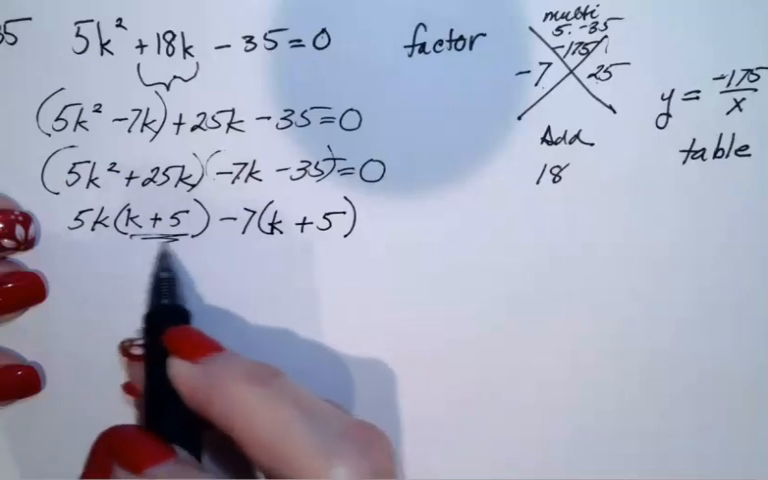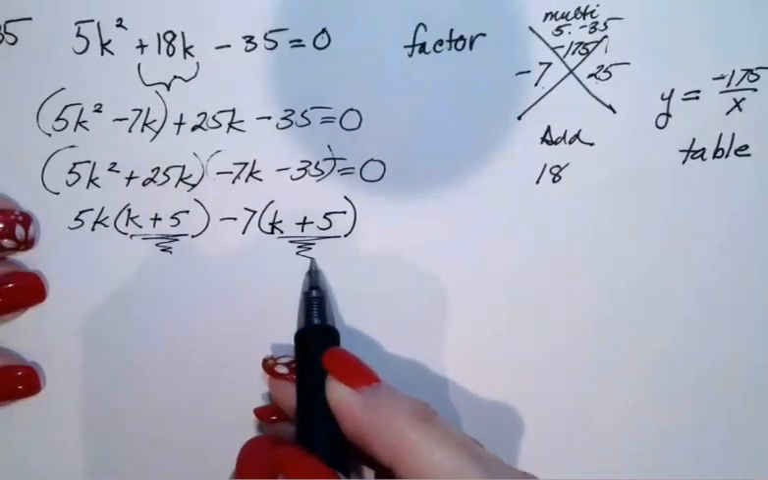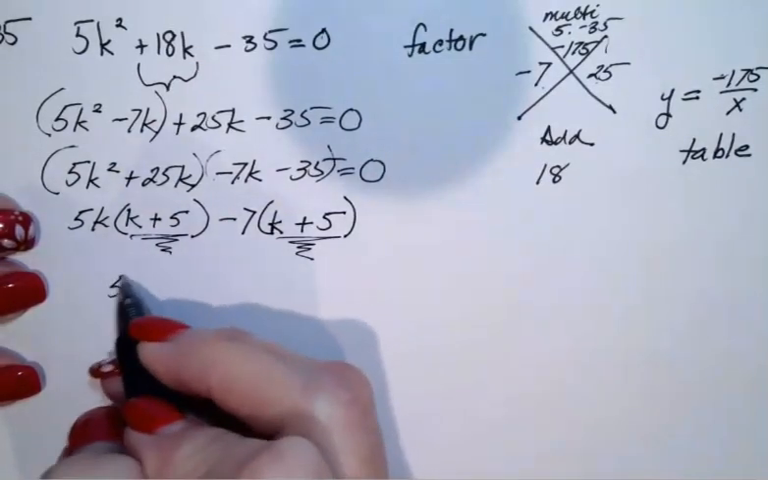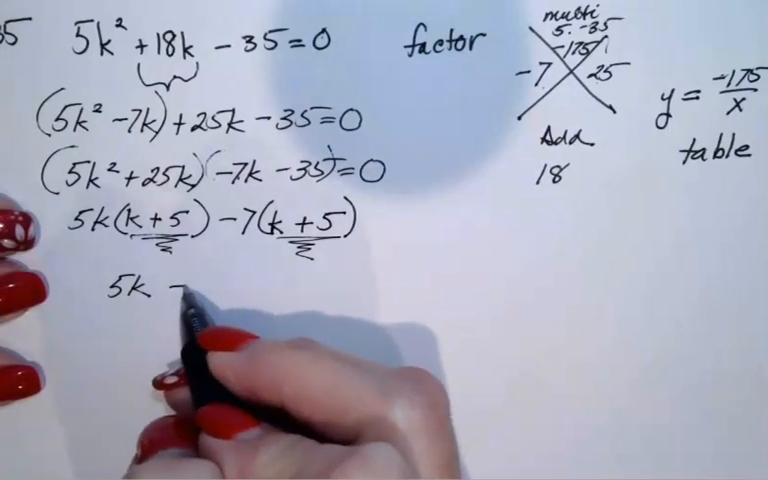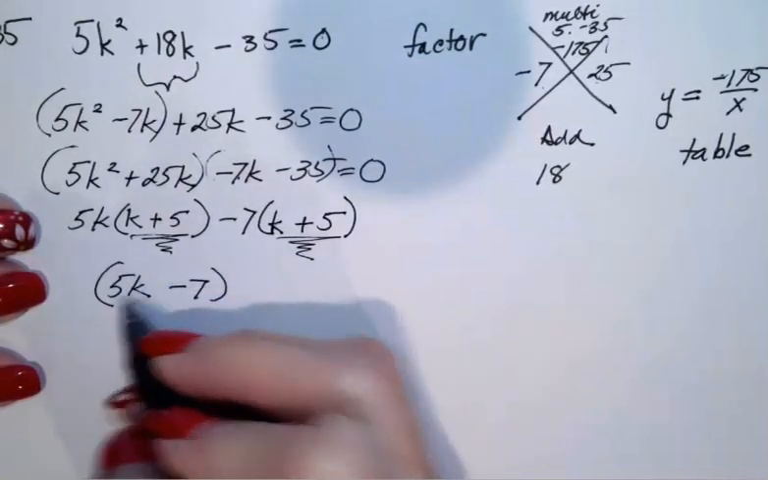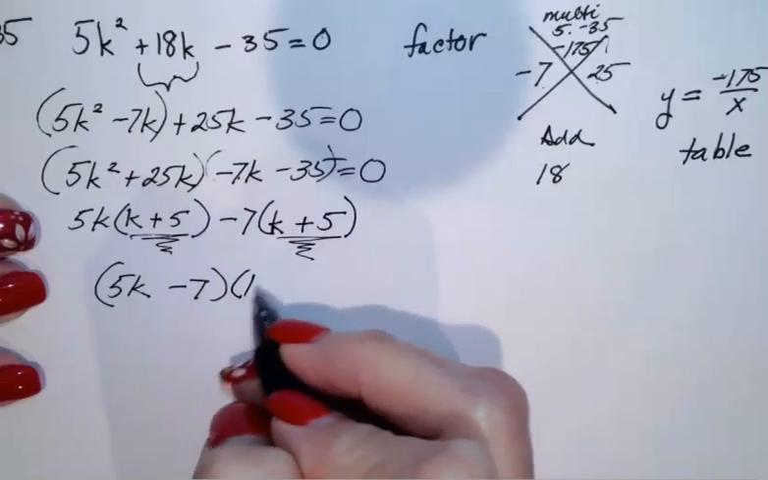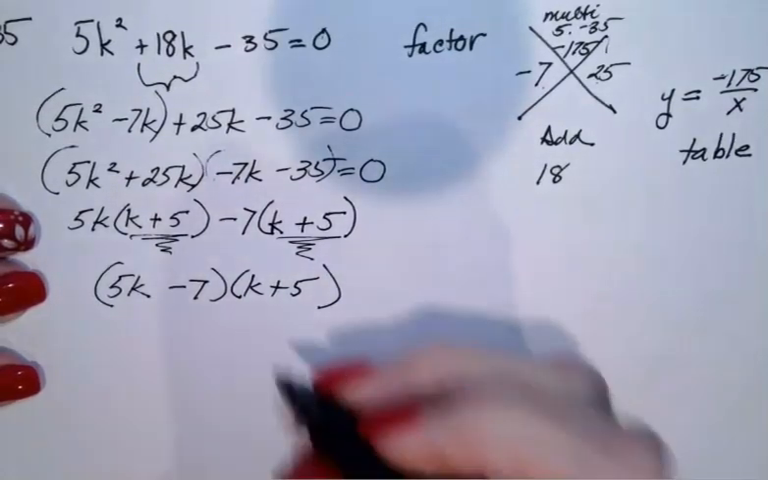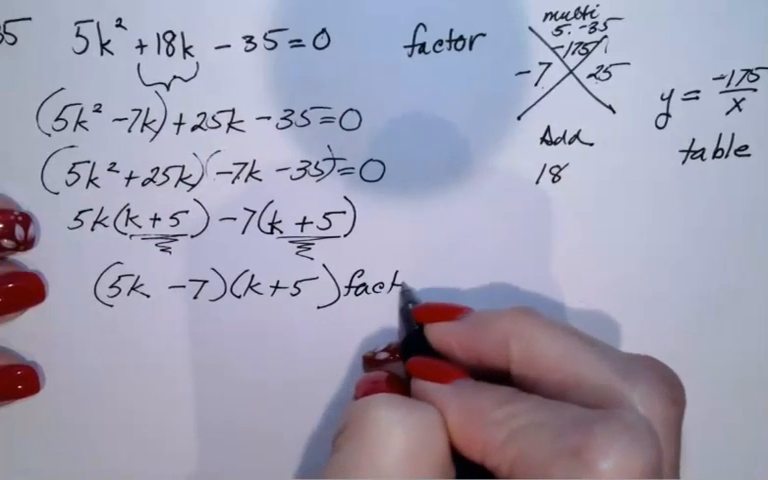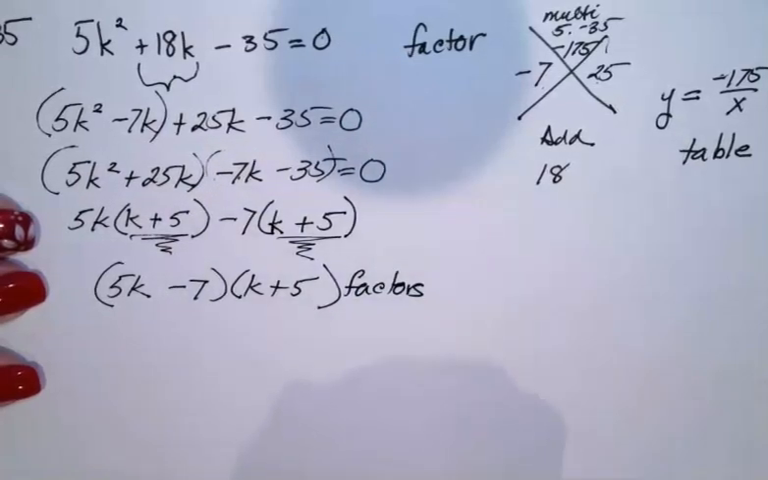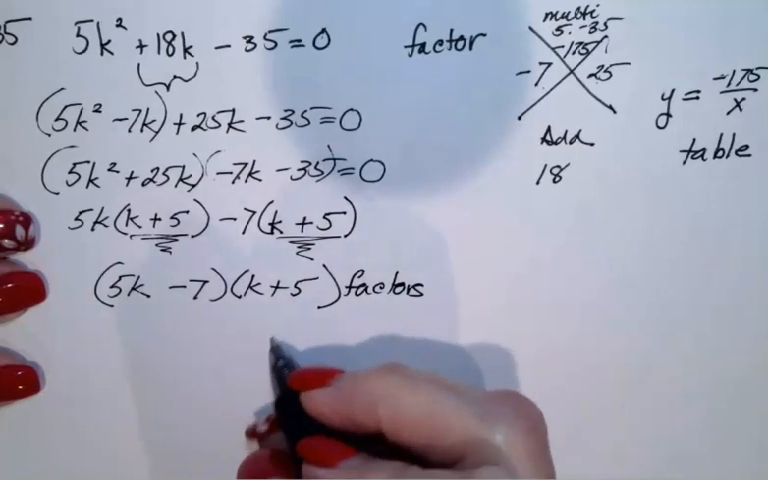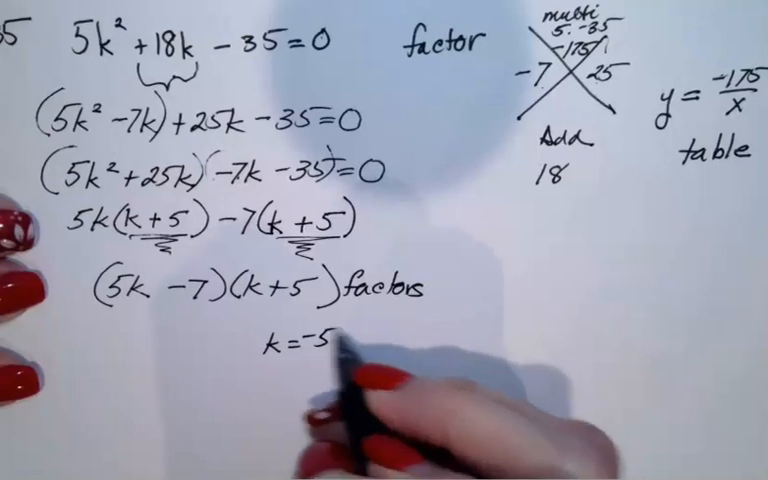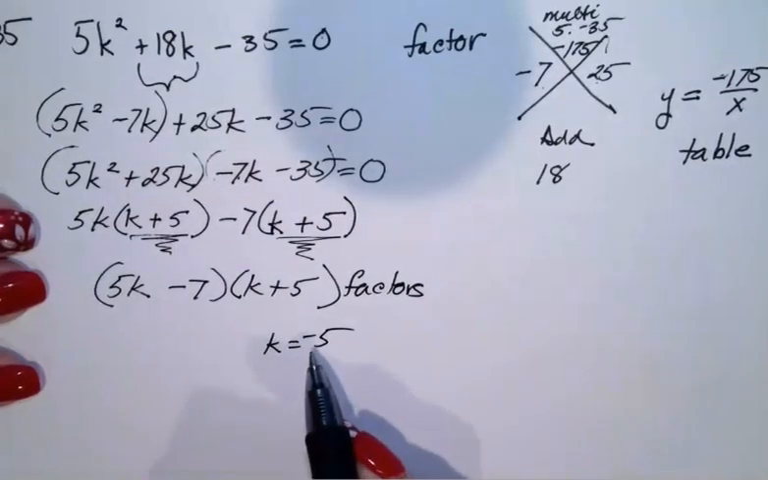Now, did I get two things that match? I did. So now I have 5k minus 7, and I have k plus 5. These are factors, not answers. Factors, not answers. To find the answers, well, I know this one is going to be negative 5. That's easy enough to see.